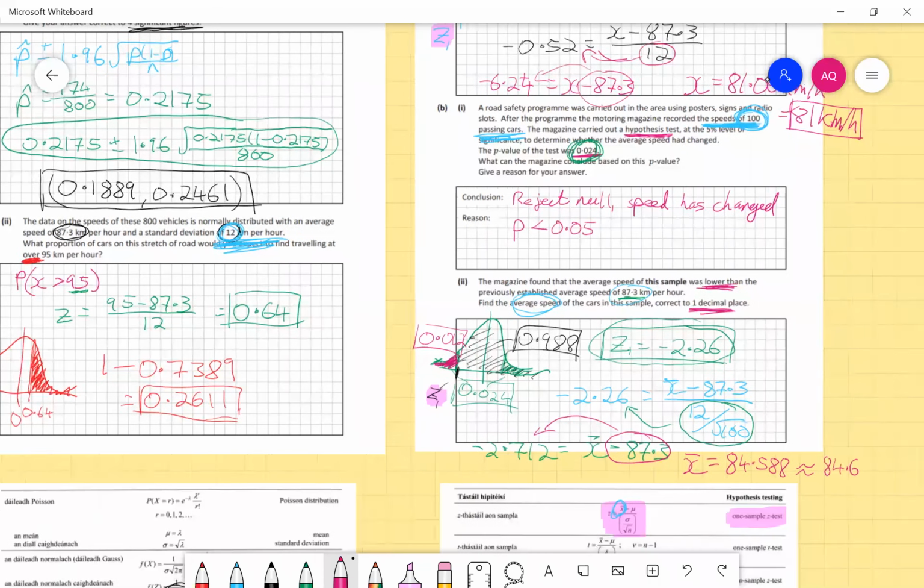And it says average speed. So this is again kilometers per hour. So that's our final answer there.